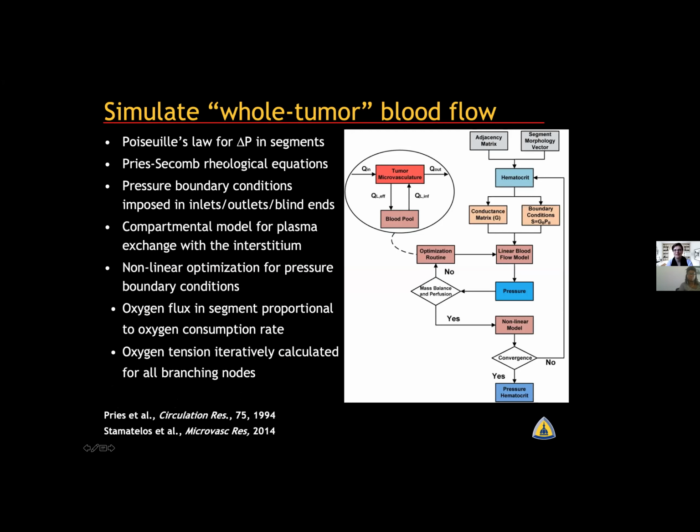So once you have the vessel structure, we can set up Poiseuille's law for the pressure difference in the vessel segments. We can set up the rheological equations, which are the mechanical properties of the blood. We can set up the boundary conditions, the model for the plasma exchange, and then we can use nonlinear optimization approaches to solve for these pressure boundary conditions. And then we can simulate the oxygen flux, calculate the oxygen tension, and finally the blood flow.